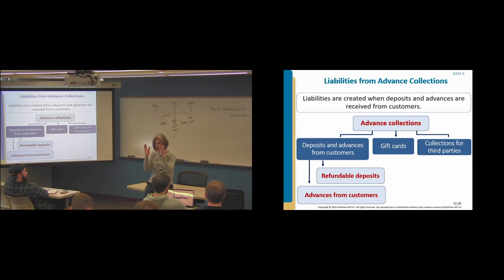Remember, think about the chapter title. This is about liability, right? Not revenue. So our initial journal entries should always be a liability account. Okay.